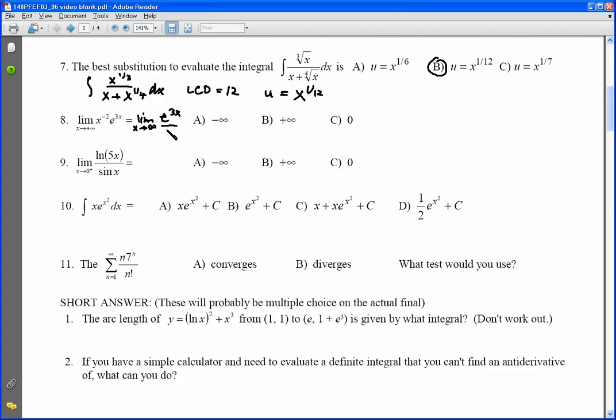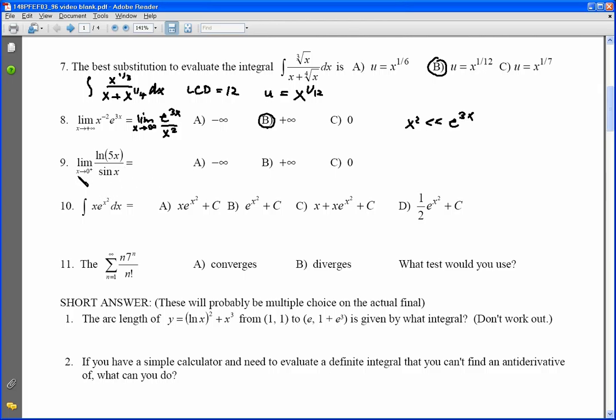So then we've got exponential versus a power here, but remember that x squared is much less than e to the 3x. E to the 3x grows a lot faster. So the top's getting bigger faster. Both of these things are positive. This guy's going to plus infinity.